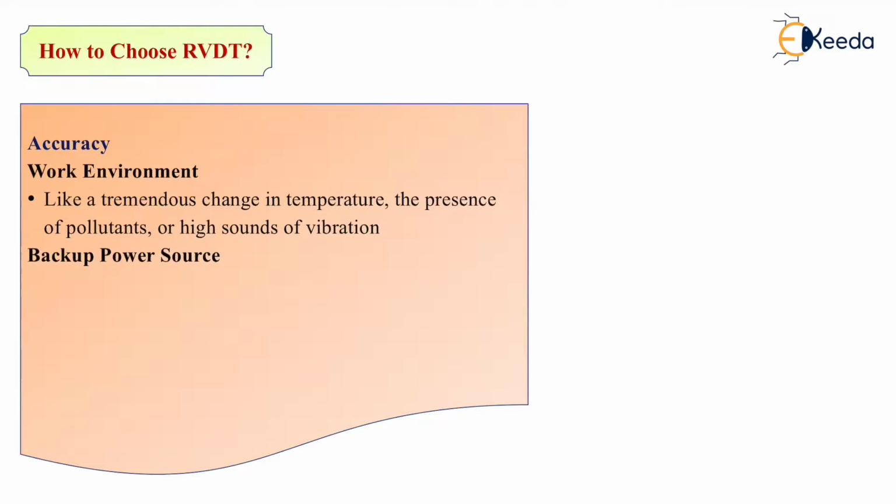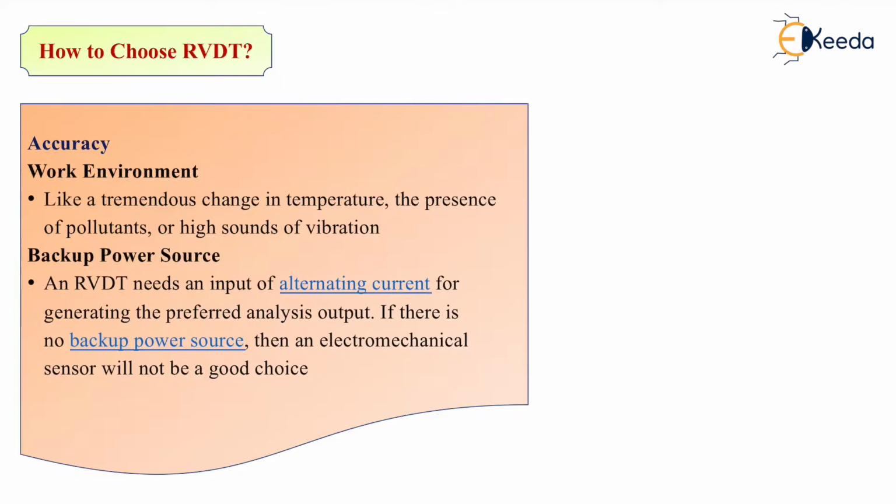Then the RVDT should have a backup power source. What is the backup power source? If the RVDT needs an alternating current input for generating the preferred analog output, and there is no backup source, then the electromechanical sensor will not be a good choice. So for getting the preferred analog output, we should have backup sources.